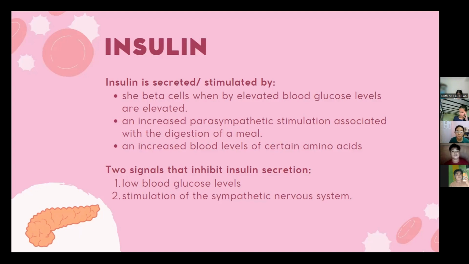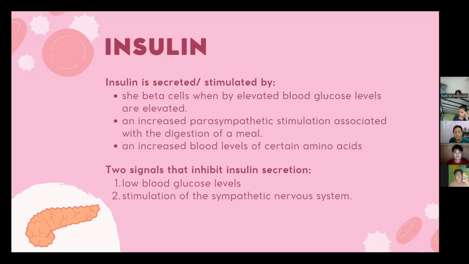So there are also two signals that inhibit insulin secretion. First is the low blood glucose levels. So when blood glucose levels drop below a certain threshold, the secretion of insulin is inhibited. This is a protective mechanism to prevent excessive insulin release when there is insufficient glucose available for cellular energy needs.